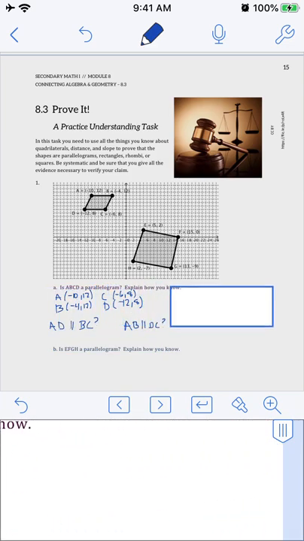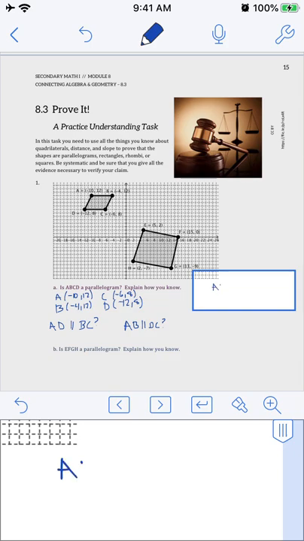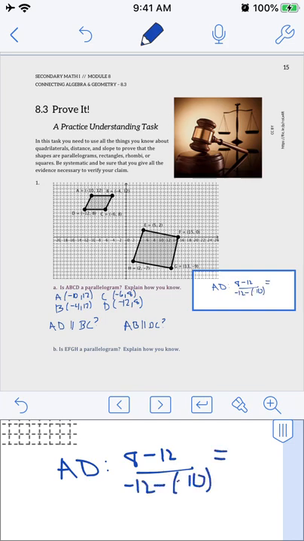AD, right here we get 8 minus -10. I know you guys know slope formula by now, so I'm just going to power through one. Over 8, oops. Pardon me. No, that wasn't right at all. Apparently you know better than I do. Okay, we'll go up here. AD. 8 minus 12 over -12 minus -10. There we go.